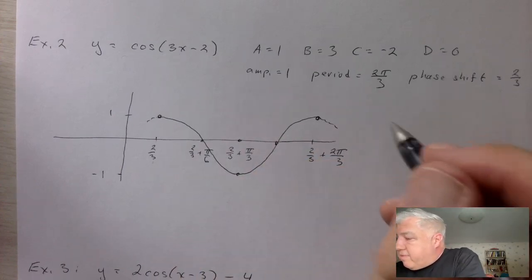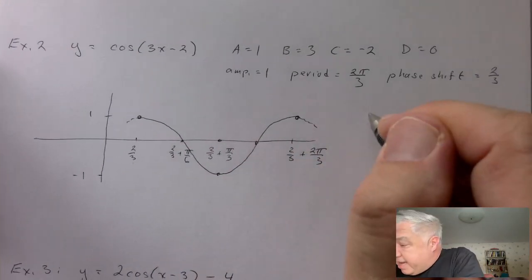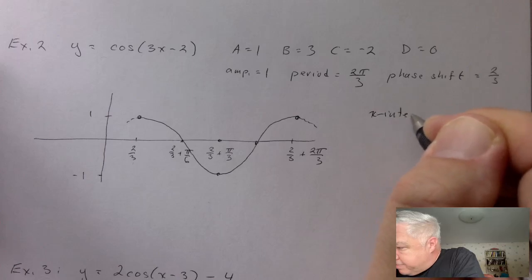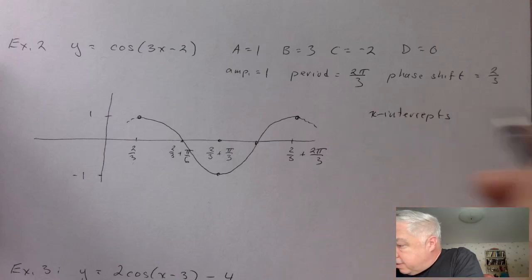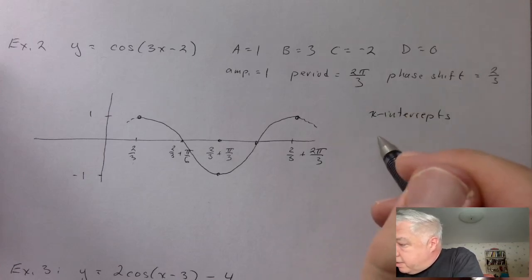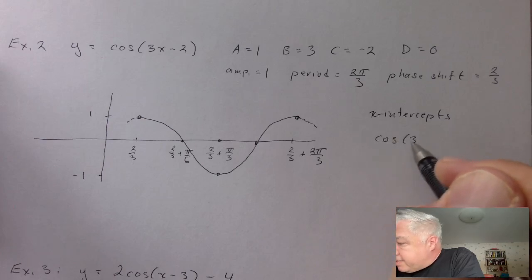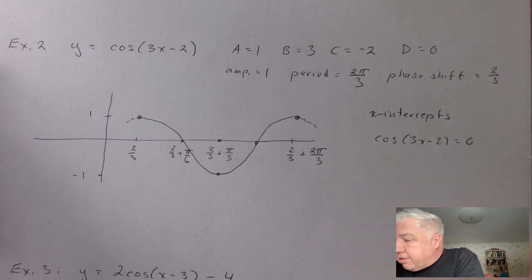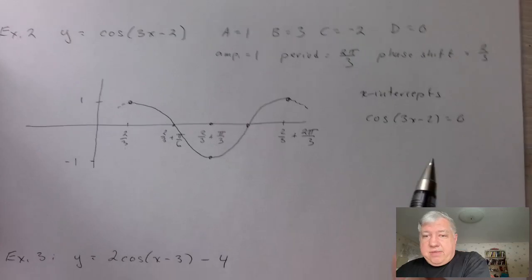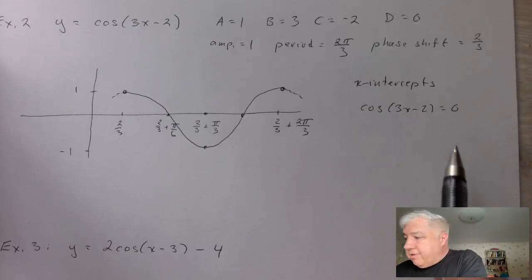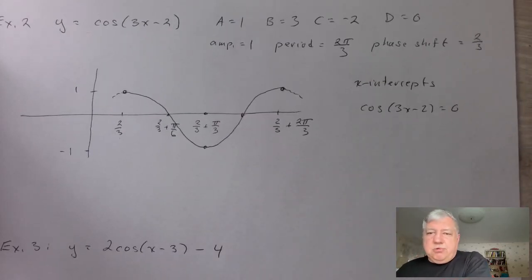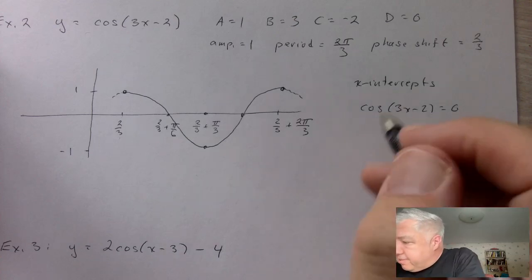But one thing you might want to do if you want to find the x-intercepts is set cosine of 3x minus 2 equals 0, and the cosine of anything, if it's equal to 0, the argument is going to be plus or minus pi over 2, plus or minus 3 pi over 2, and so on.